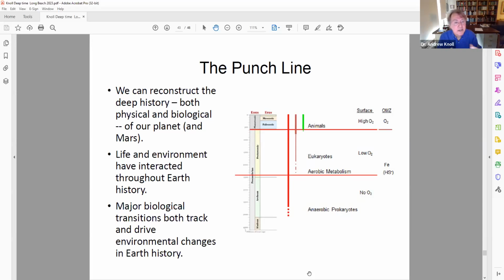Also, I hope it's become clear that life and environment have interacted through Earth history. Sometimes major biological transitions are driving environmental changes. Other times, just the reverse is happening. But I don't think we can understand either Earth's environmental history or its biological history without considering the two together.